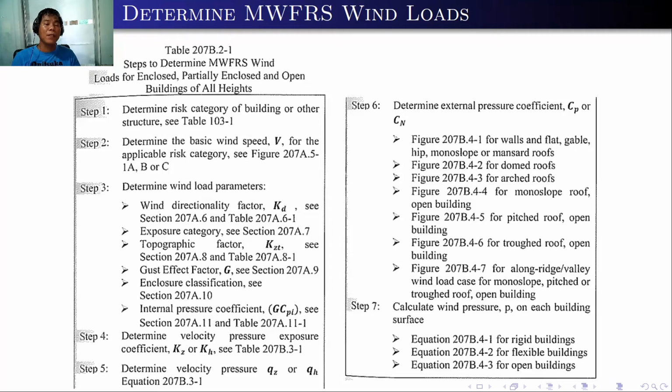The first step is you need to determine the category of the building, and then the basic wind speed, and then the wind directionality factor, which are the wind load parameters, the exposure category, the topographic factor, the gust effect factor, the enclosure classification, the internal pressure coefficients, and then later on the velocity pressure exposure coefficients, and you will determine the velocity pressure, the external pressure coefficients, and then you can calculate the wind pressure on the building surface.